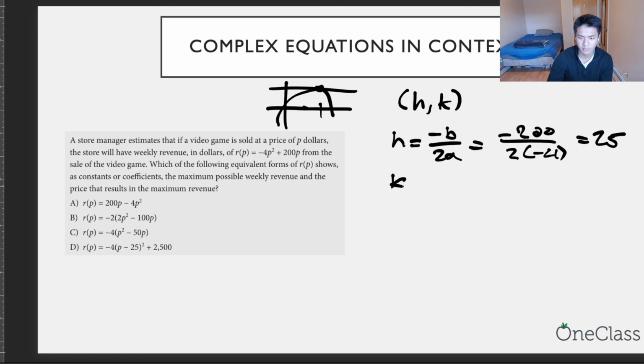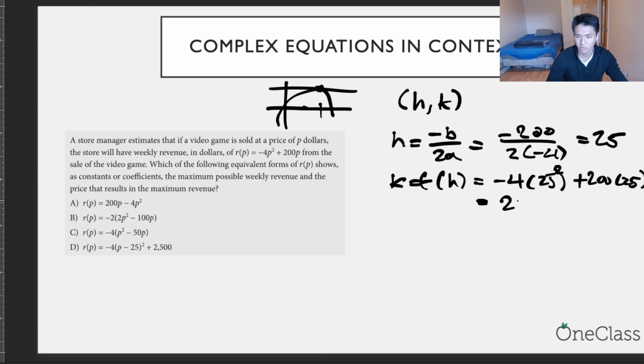And then k is simply going to be f of h, right? So for us, that's negative 4 times 25 squared plus 200 times 25. And if we plug that into our calculators, that's exactly 2,500, right? So keeping all that in mind, we now have our vertex equal to 25, comma 2,500, right?